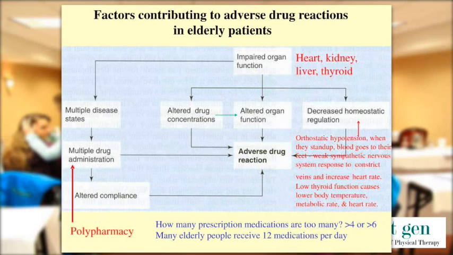Obviously, you can have polypharmacy in any age group, but as elderly people accumulate more and more medications on their list, it becomes more and more of a prominent issue that you have to watch out for these interactions. And then as it shows in this chart, their system does not tolerate it as well.